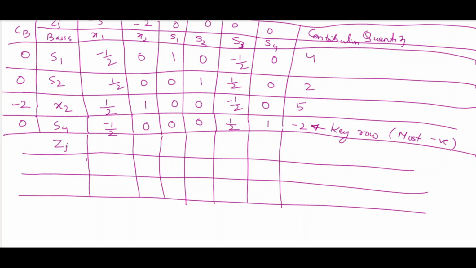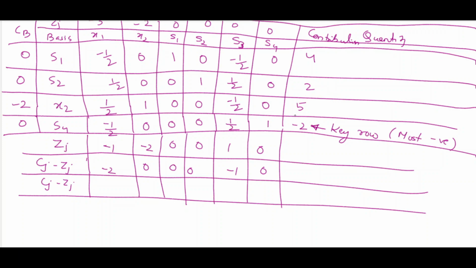For key column, you will first compute ZJ. As usual in the previous step, you will get minus 1, minus 2, then 0, 0, 1, 0. Then you compute CJ minus ZJ. You will get minus 2, 0, 0, 0, minus 1, 0. You can see the rule says that Cj minus Zj should not be positive. If it is positive, you cannot apply this process. As Cj minus Zj are 0 and negative, you can follow this dual simplex method.